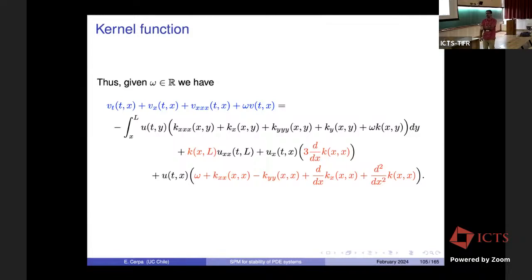This is the corresponding KdV with this interior damping term, and we obtain all those terms. We put them together, and here we have the integral term. We want all that to be 0. We want to kill the integral term, so by imposing that all this is 0, we will get an equation for K.